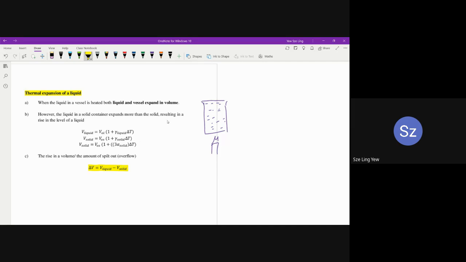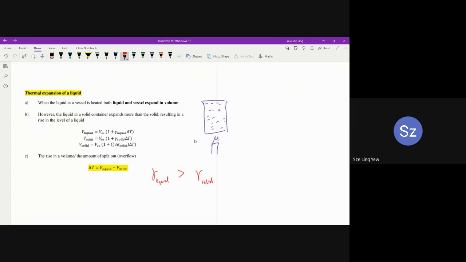When it comes to liquid and solid, the reason it expands faster is that the gamma for liquid is larger than the gamma for solid. Therefore it expands much faster. So it depends on the values of the coefficients of volume expansion. The one with a larger coefficient will expand much faster compared to the one with a smaller coefficient.